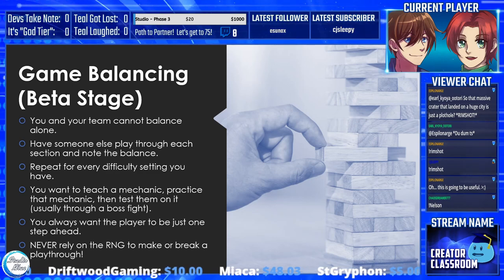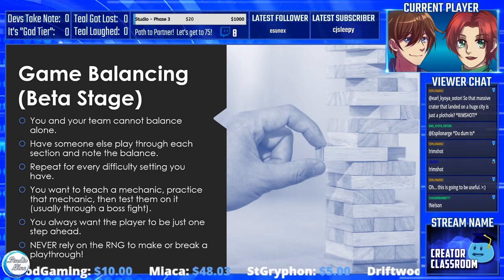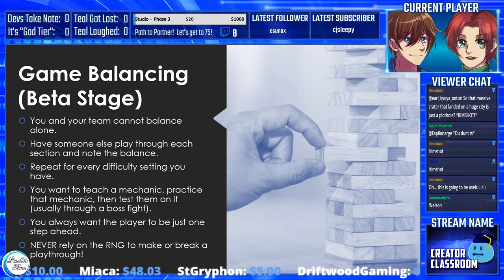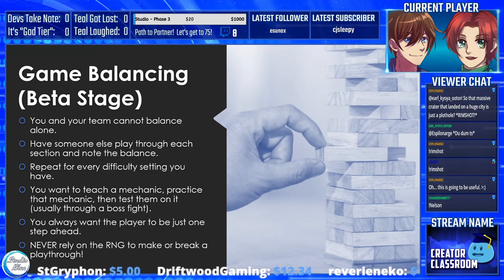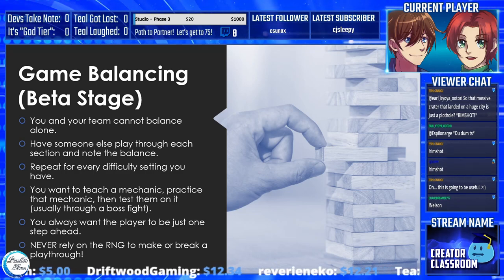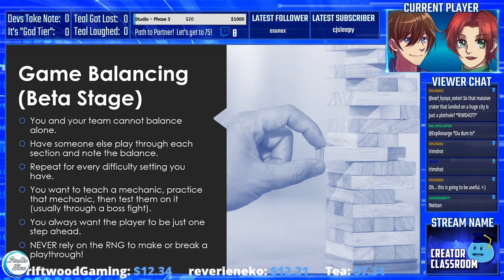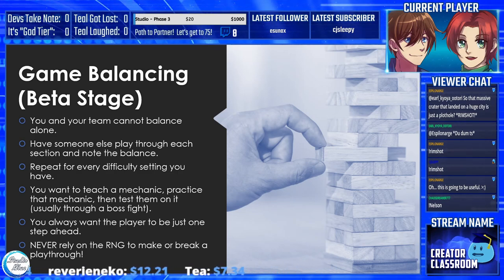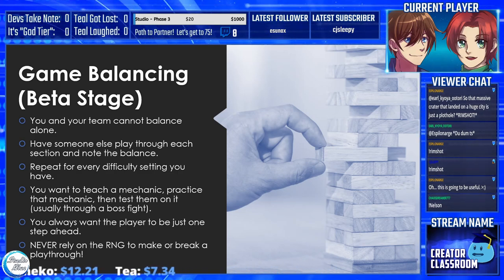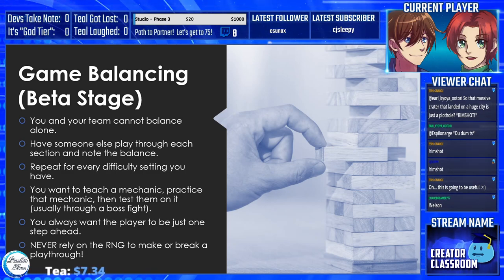All right. Getting back to game balancing. The idea here is to teach the player a mechanic or system, have them practice that mechanic or system, and then test them on it, usually through a boss fight. You always want the player to be just one step ahead of the game, so long as they play smart. Never rely on the RNG to make or break a playthrough.